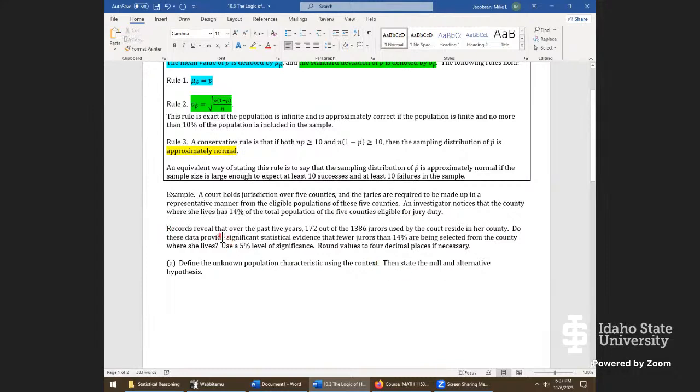They go and say, records reveal that over the past 5 years, 172 out of the 1,386 jurors used by the court reside in her county. So we're saying she's expecting 14% to be eligible for jury duty, but only 172 out of a sample of 1,386 were actually selected for jury duty. Then they ask us a question. Do these data provide significant statistical evidence that fewer than 14% of jurors are being selected from the county where she lives? So that's our whole statement of the problem.